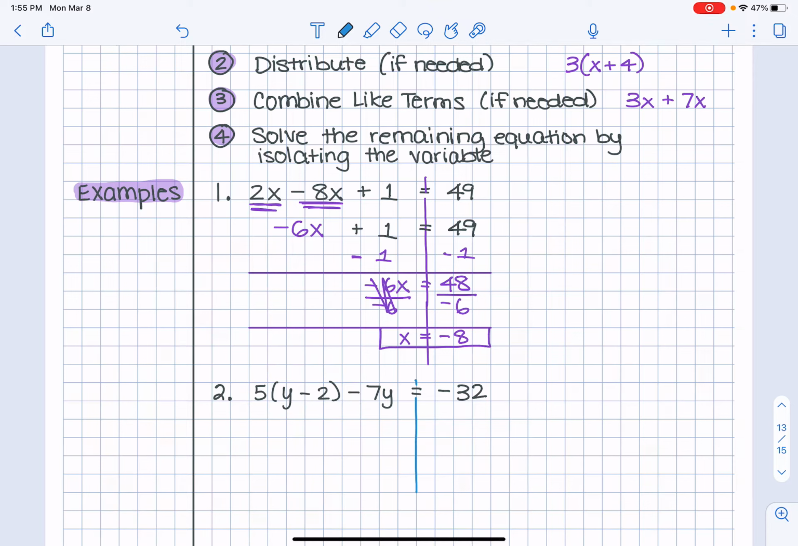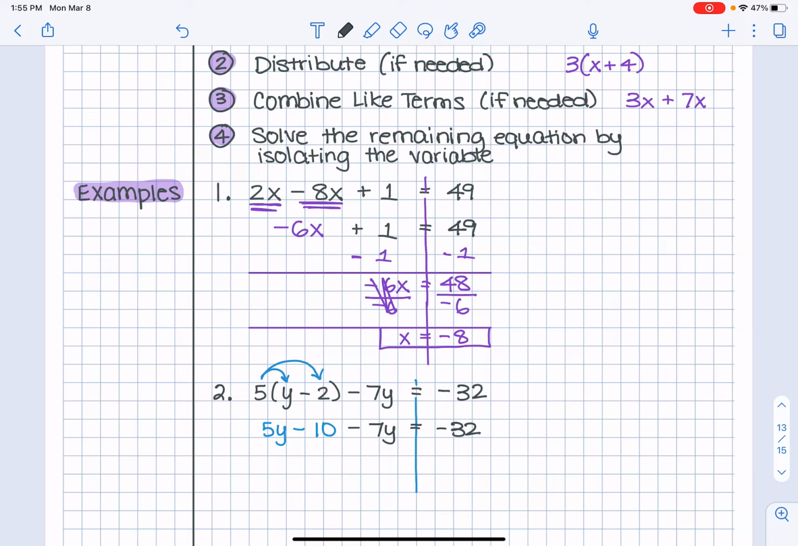So when I use the distributive property, I'm taking the 5 and sharing it with the y. So 5 times y is 5y. And then I take the 5 and I share it with the negative 2. And 5 times negative 2 is negative 10. That's it. All right, now I'm going to bring down the rest of my equation.